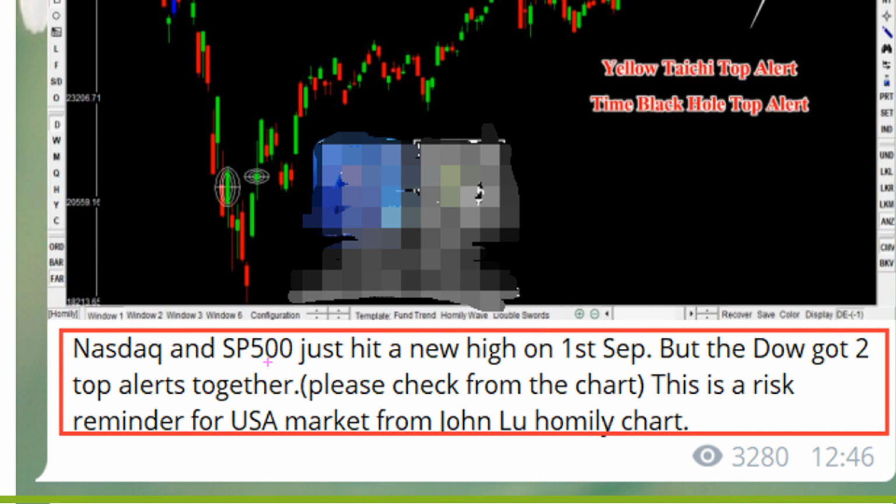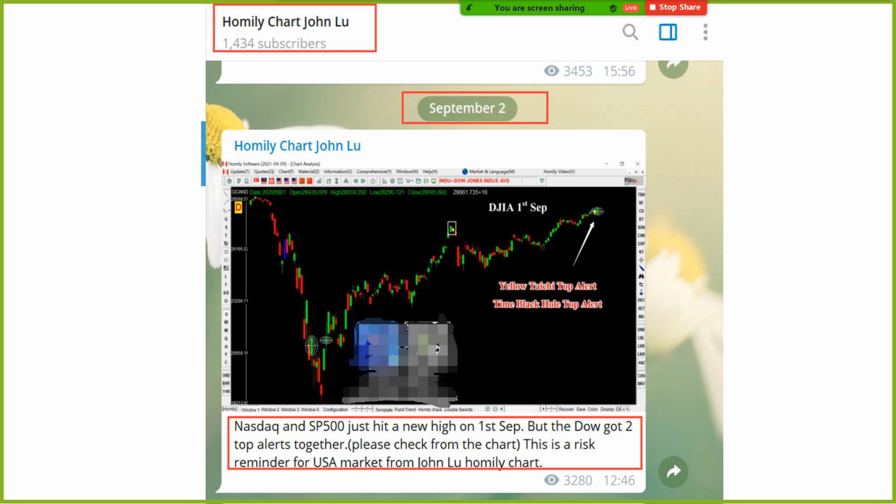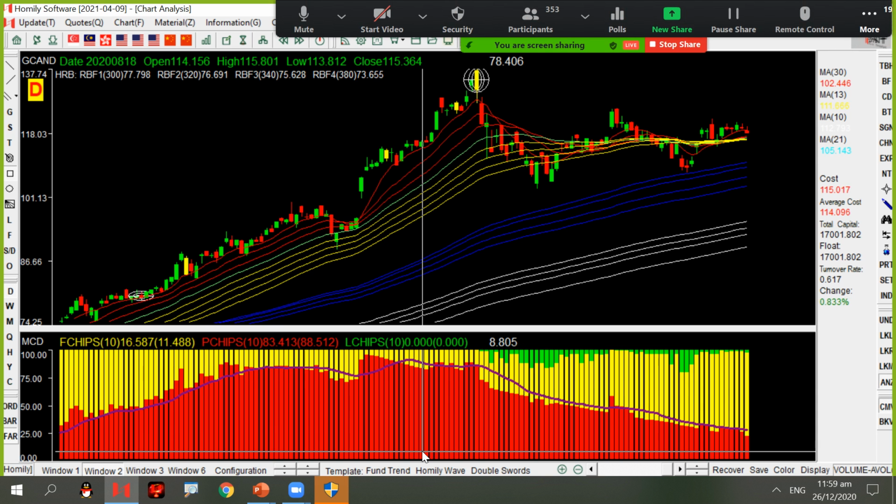Nasdaq and the S&P 500 just hit a new high on 1st September, but the Dow got two top alerts together. Please check from the chart. This is a risk reminder for the USA market from John Lu Homely chart. You see the date is around the 2nd September. What happened? On 2nd September, I found an alert for the USA market, right?